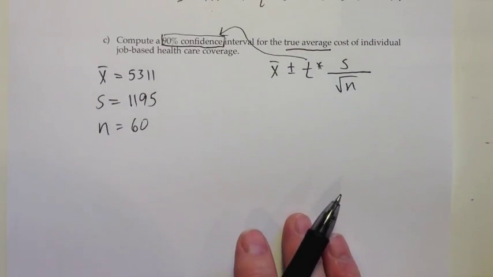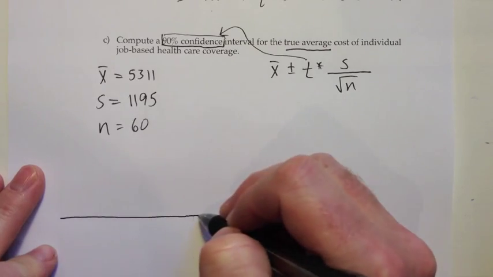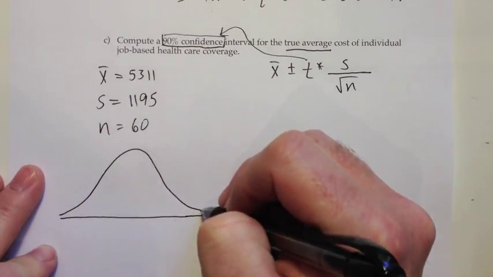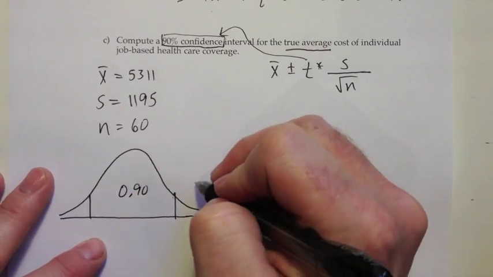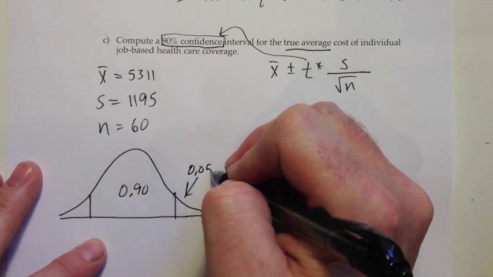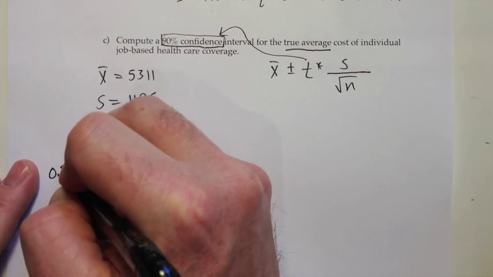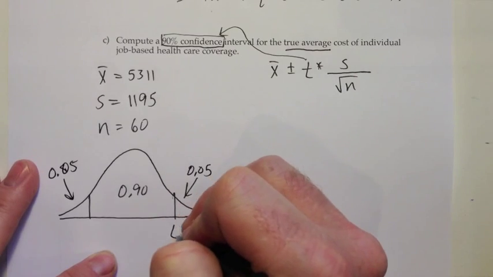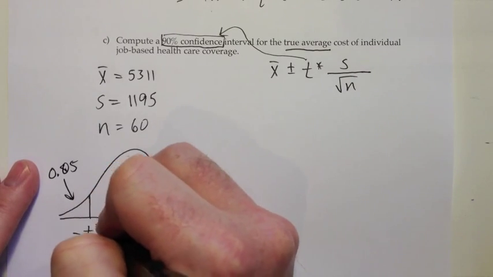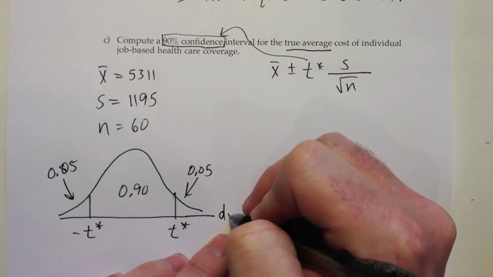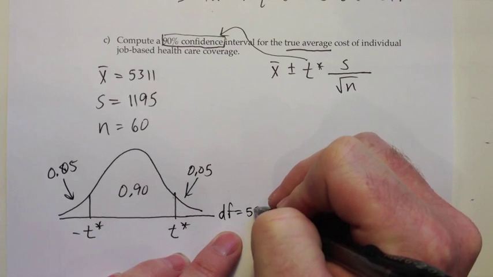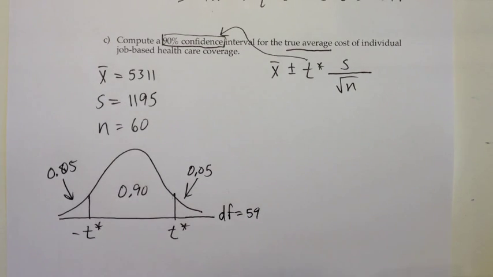So when we think about what t-score to use, we need to draw a bell-shaped curve in. We need to put 90% area in the middle. That leaves 10% left over, which means 5% on each side. And we need the t-scores, negative and positive t star, that trap that 90% area in the middle. So there's two ways to do that. One would be to use inverse t, but we don't all have that on our calculator. So the other way is to calculate the df of 59 and then use our t table.